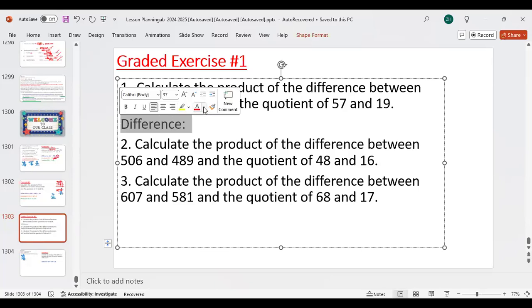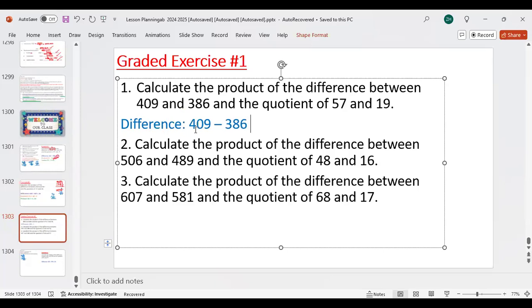Okay, you have to subtract. Subtract what? 409 and 386. When you subtract them two, what do we get? What y'all got, by the way? 23. 23, good. The rest of y'all got 23 too, right? Yes, sir.